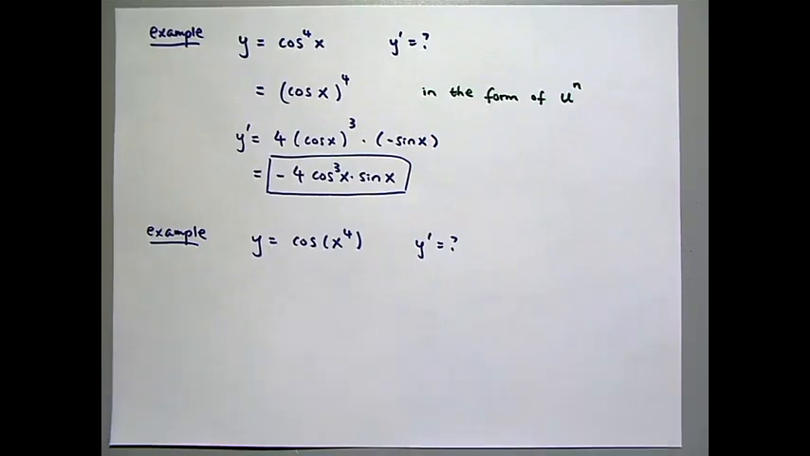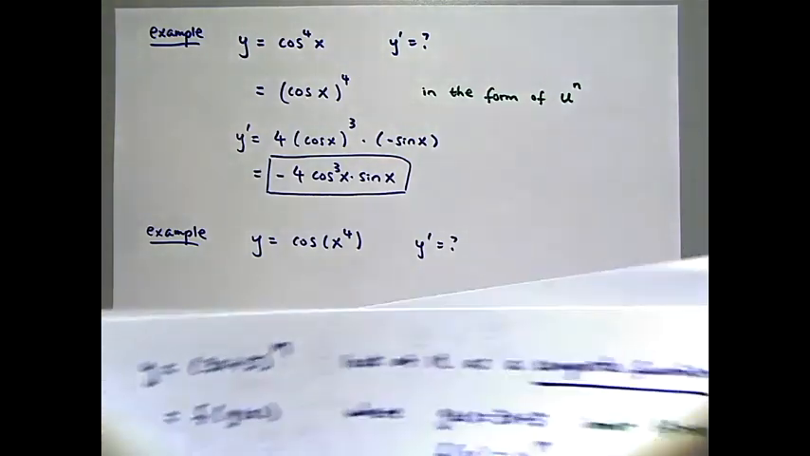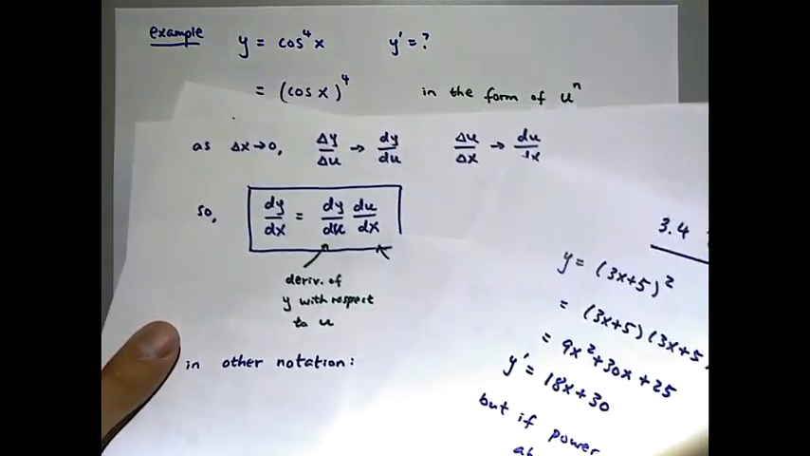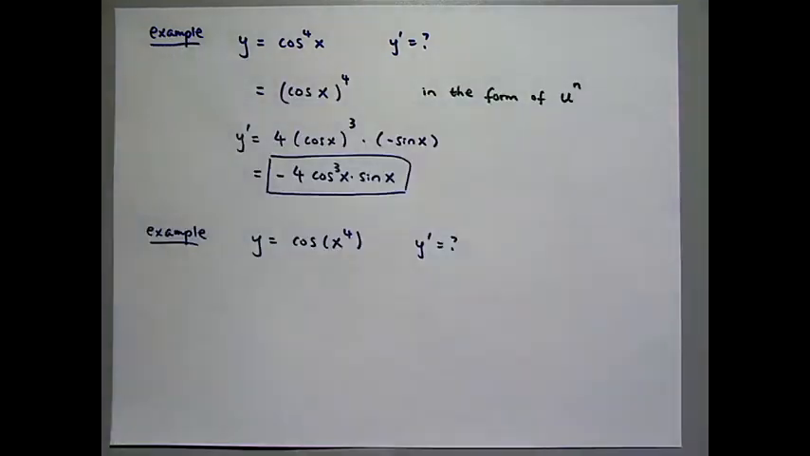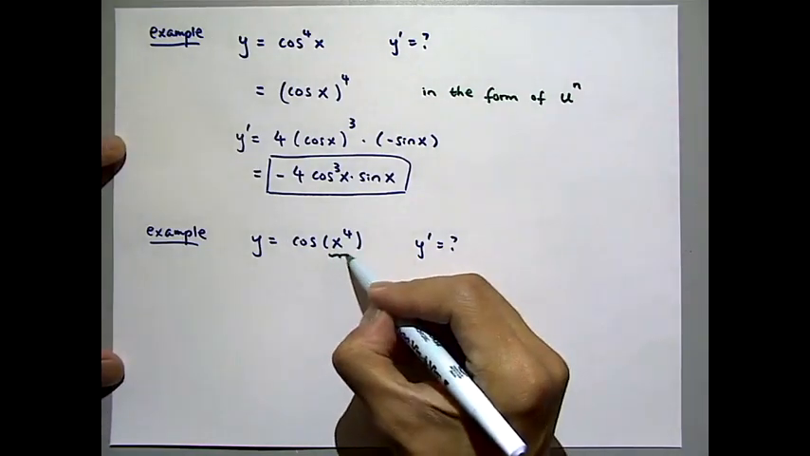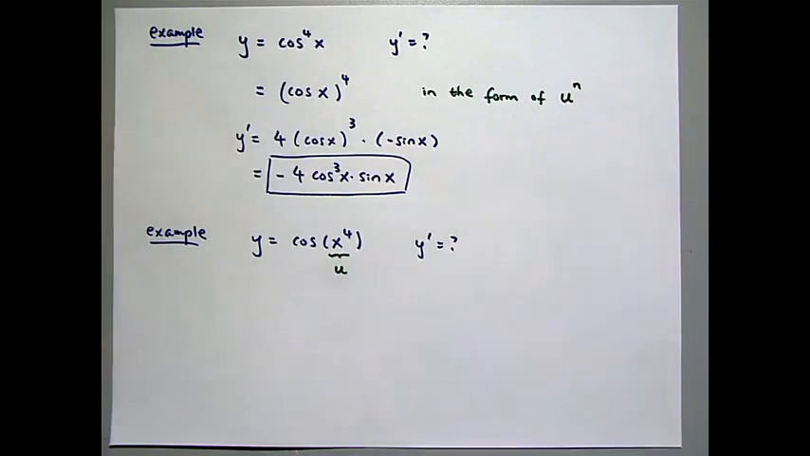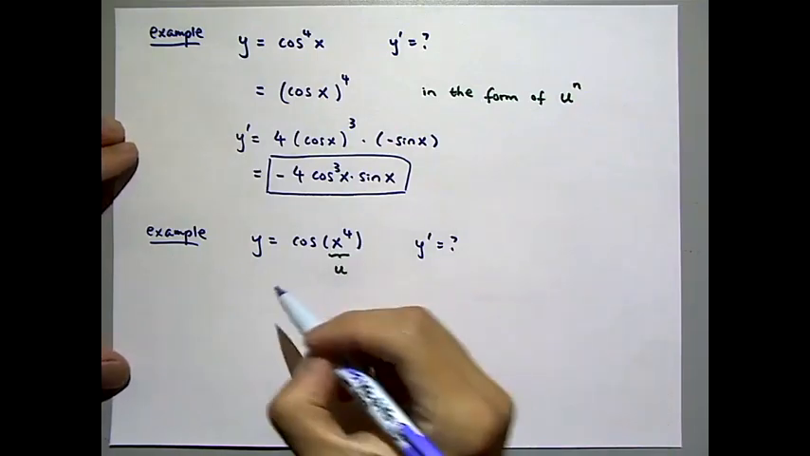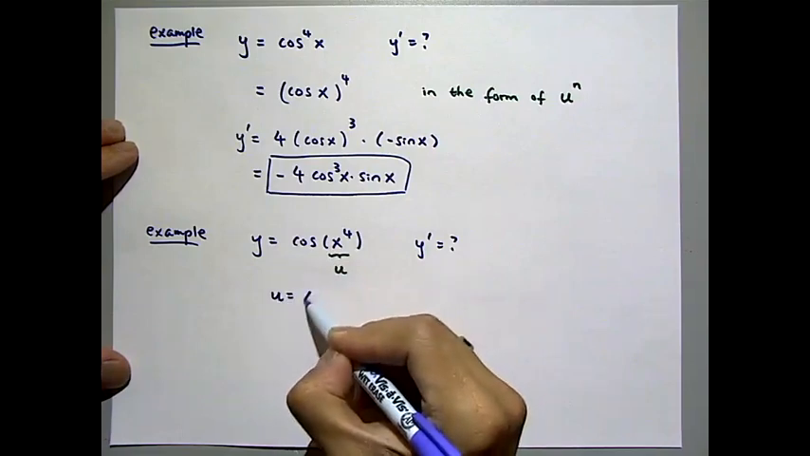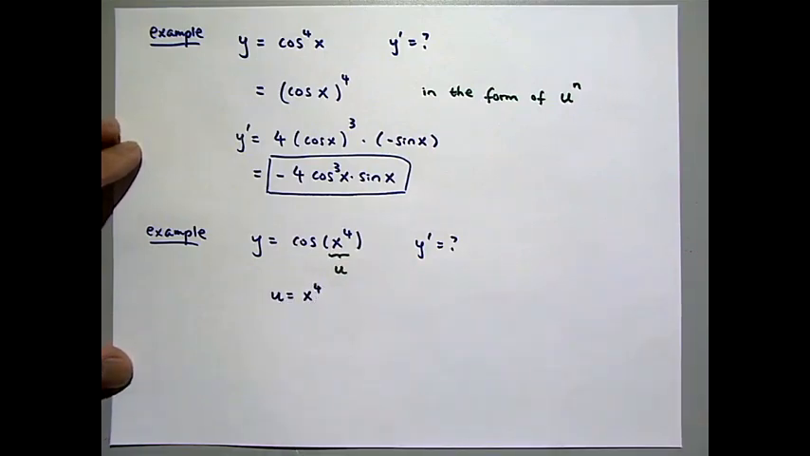Now here, let's go back to the first version of the chain rule we saw. All right, so the first version of the chain rule, where the heck? Here, this guy right here. Identify the inside and the outside function. So let's call this thing u. And so what we have here is u is equal to x to the 4th.